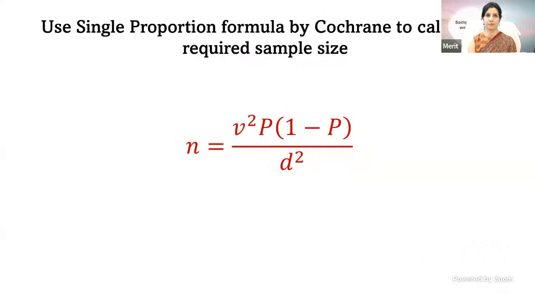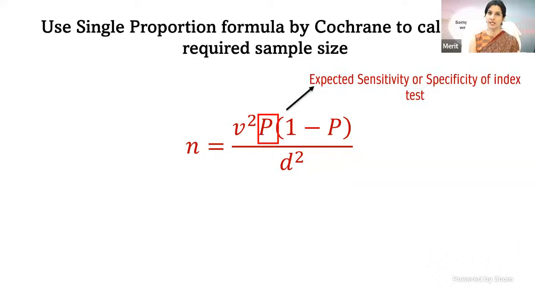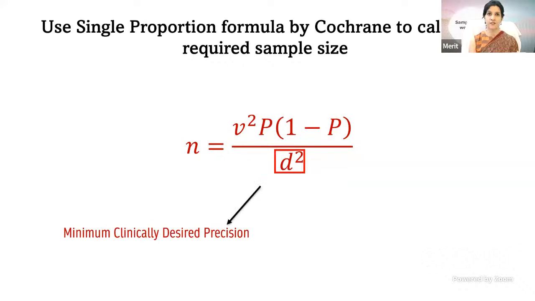So we use a single proportion formula by Cochran to calculate the required sample size. In this formula, Z represents the desired level of statistical significance, and it is typically 1.96 for a 5% alpha level. P is the expected sensitivity or specificity of the index test which we want to test, and 1 minus P is either 1 minus sensitivity or 1 minus specificity, whichever value of input we are taking. D is the minimum clinically desired precision. It can be 5% or 10% based on your assumption. This is the formula which runs in the background if you calculate sensitivity or specificity with unknown prevalence.